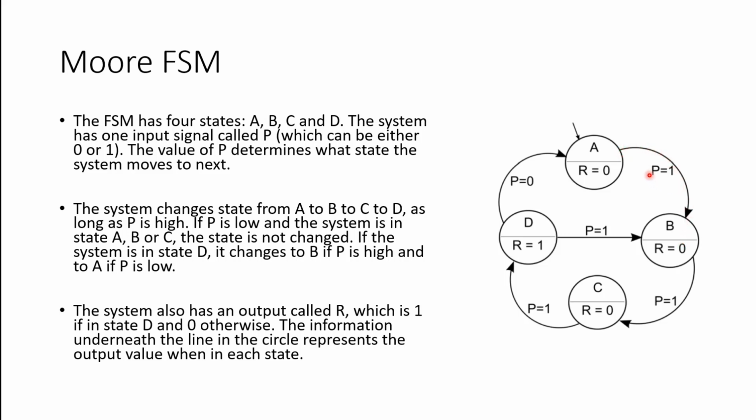Before we even look at this transition, note that when I'm in state A, my output R is equal to 0. Let's see if we can draw that to see how it will look. All the system has is an input P and an output R. This output R is only going to go high when I am in state D, as you can see here.